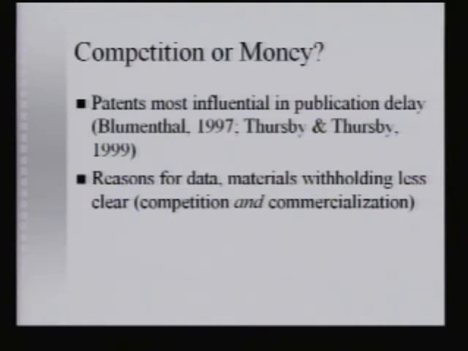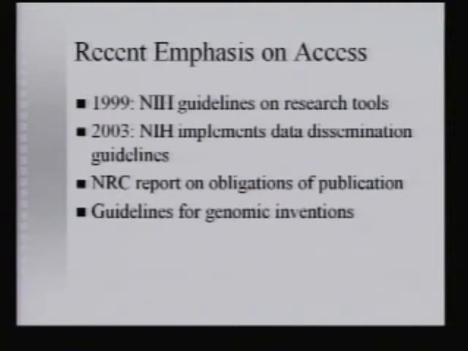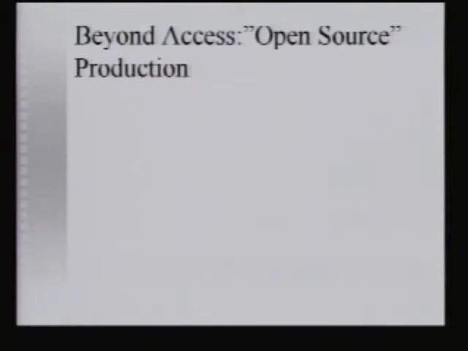All right. And then most recently there's been, in response to what is pretty clear evidence, whether motivated by competition or by money, of a lot of exclusionary behavior, a lot of emphasis on access. NIH has put out guidelines suggesting that biological scientists in particular, because that's who they fund, should try to share research tools freely, particularly if they're unpatented. In 2003, NIH implemented data dissemination guidelines that require all applicants who submit grant applications for over $500,000 to have a detailed plan for how they plan to disseminate their data. The National Research Council, a prestigious body of scientists, has published a report on the obligations of publication. You're supposed to disseminate your data once you publish. It may seem somewhat obvious, but it's not been happening. And the NIH has also put out guidelines for the licensing of patented genomic inventions. That's all by way of background.